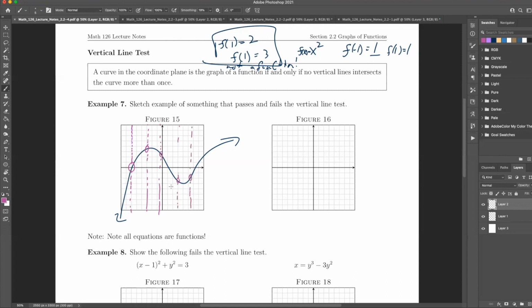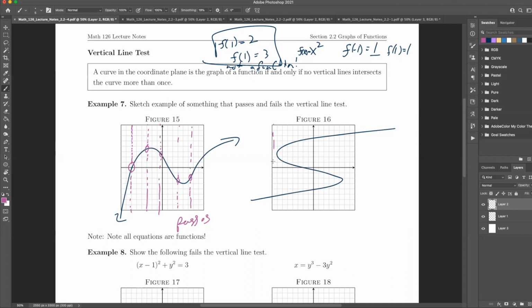And so here, I only hit it once. And so that means it passes, and therefore is a function. Okay. Here, let me draw something that will definitely fail it. Yeah, that will fail, right?